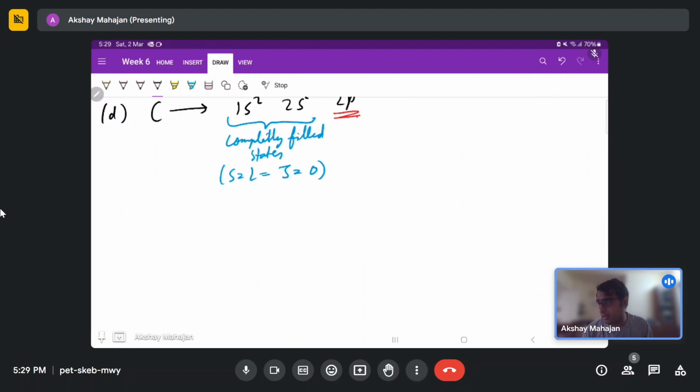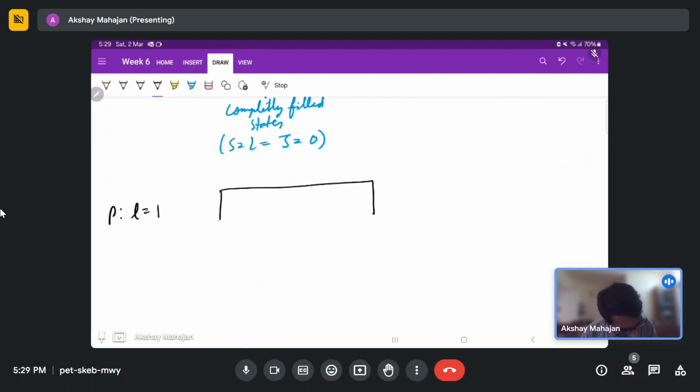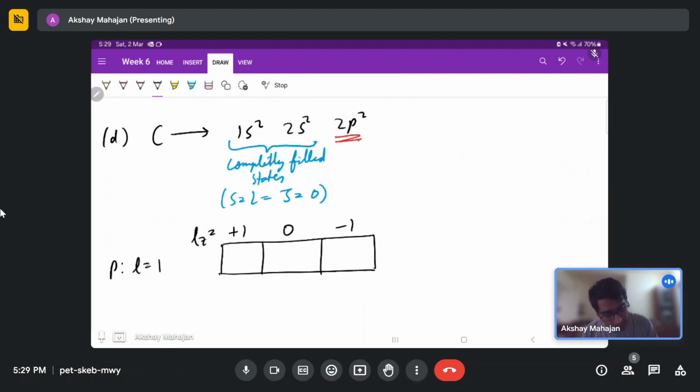So we have 2p2. For p, L is equal to 1. So our Lz value here will be equal to plus 1, 0 and minus 1. Now again we will start filling the electrons, following Hund's rule.